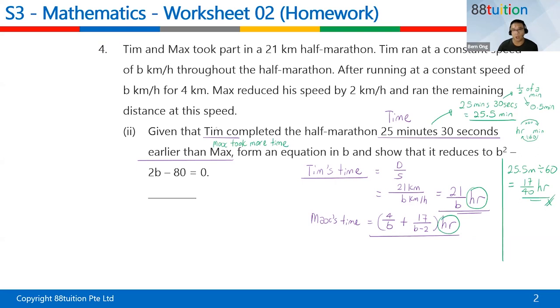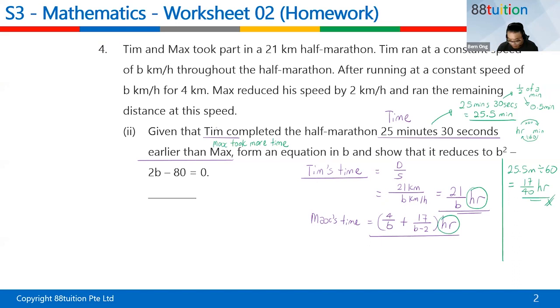Just like me and maybe Jocelyn. I quite fat one. So when I run, I run slower than Jocelyn. So I need more time. Means that, for example, I take 30 minutes. But Jocelyn only take 25 minutes. Understand or not? So because I am slower, I need more time. So Max is the slower one.